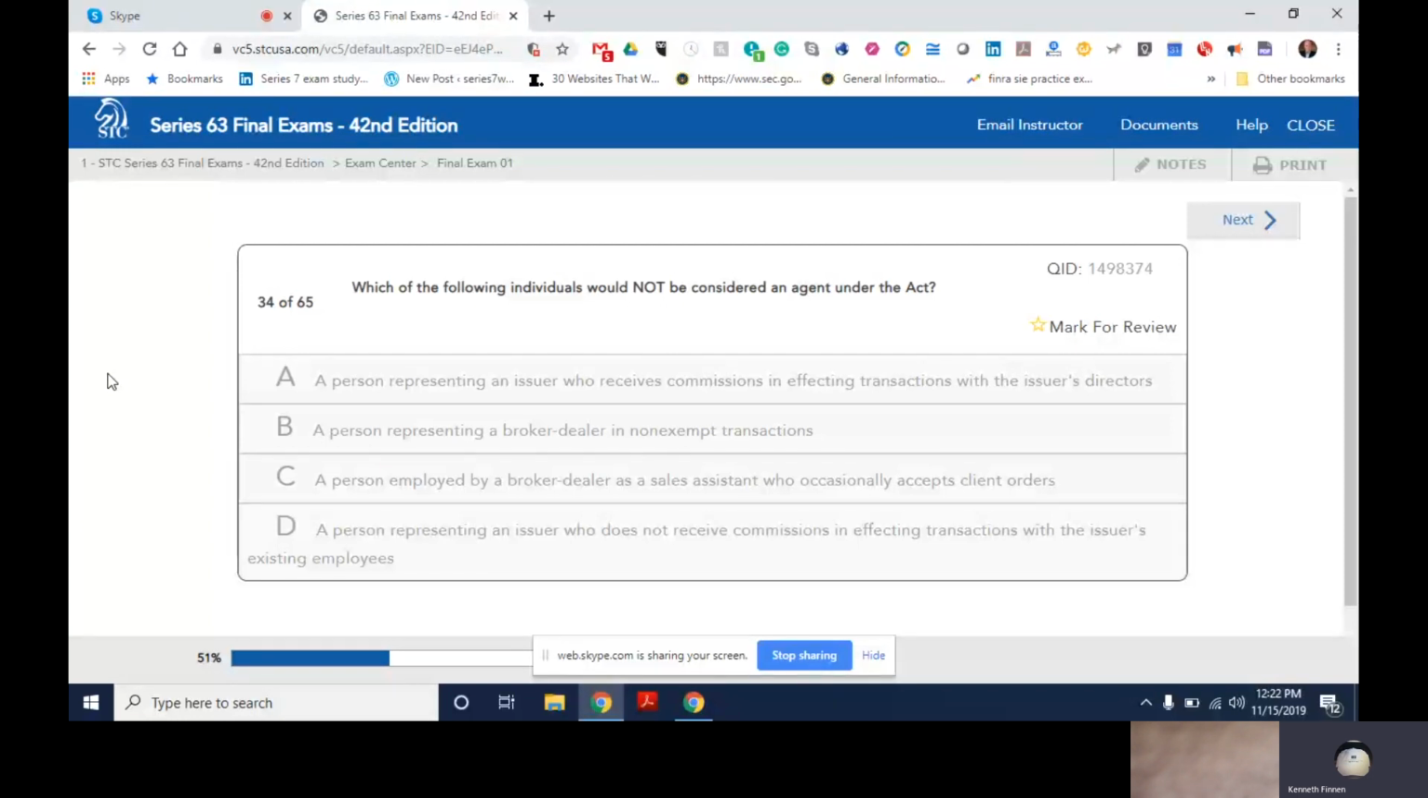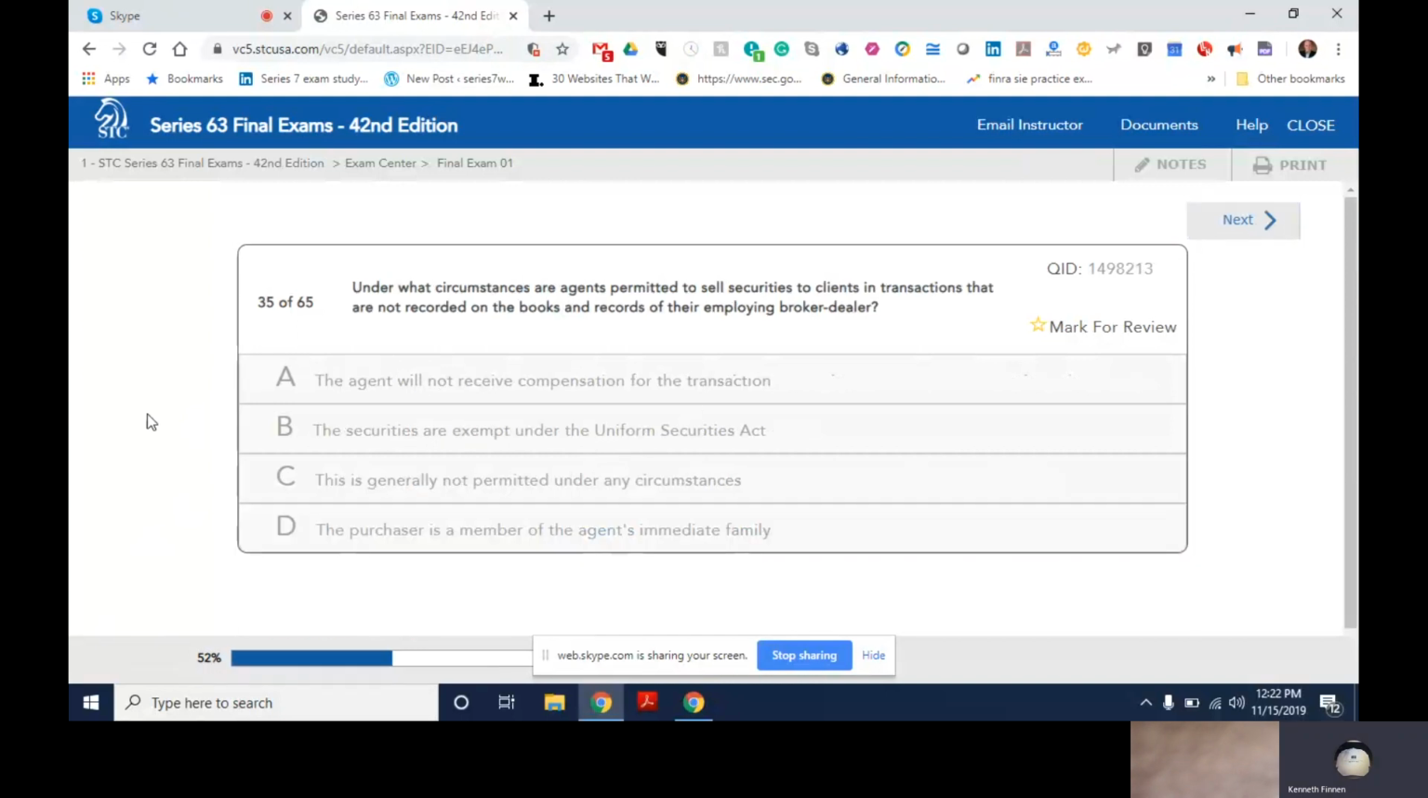A person employed by a broker-dealer as a sales assistant who accepts orders, I think you do if you accept an order. Boom, there it is. And a person representing an issuer who does not accept commissions and is doing exempt transactions, meaning selling to his own employees. The reason A is not okay is because he's getting a commission. Boom.